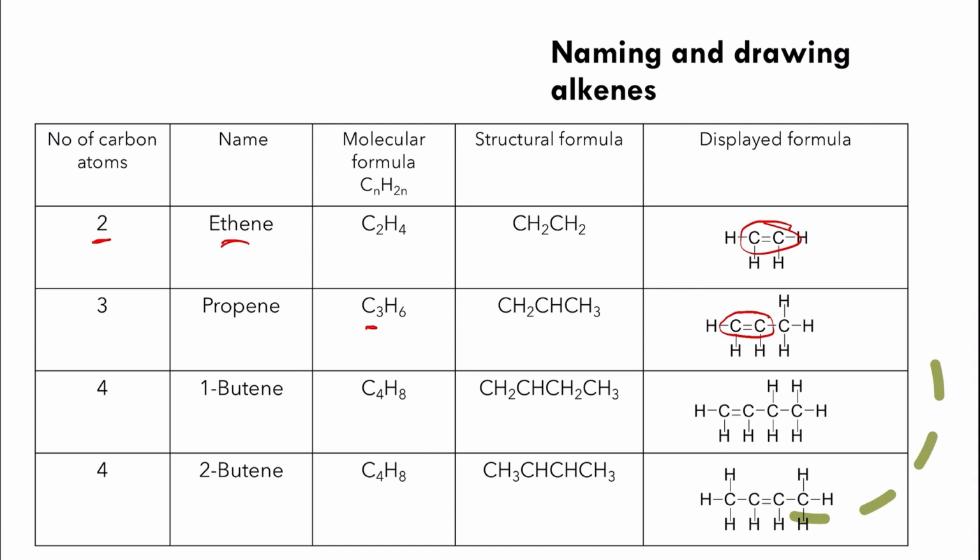And then we have butene. Butene can be either but-1-ene or but-2-ene. So you could have the double bond between the first carbon atom and the second carbon atom, or you could have it between the second carbon atom and the third carbon atom. So these two are isomers. As we said, they are position isomers. Both of them have the same molecular formula, but the position of the double bond, or of the functional group, is different. So you have but-1-ene and but-2-ene.